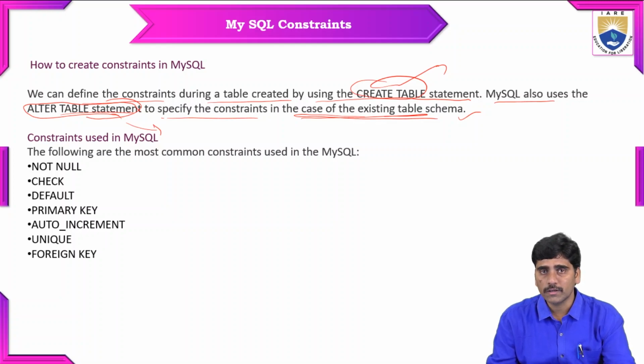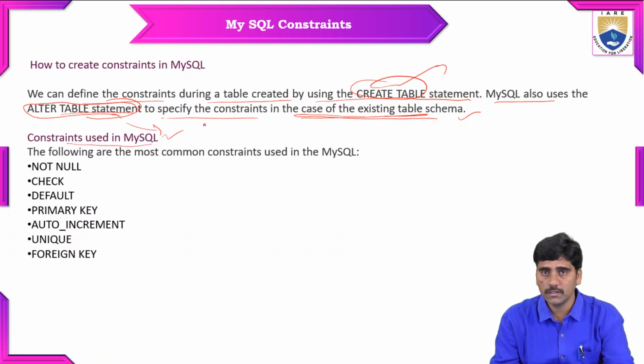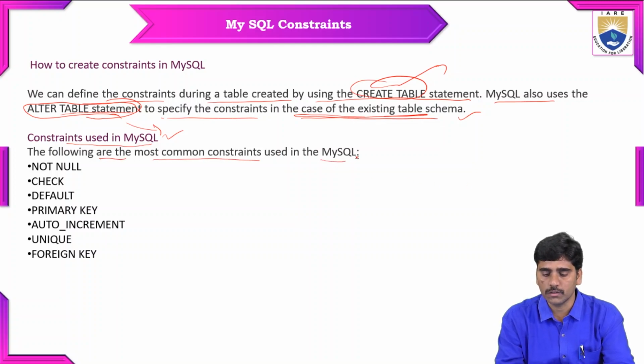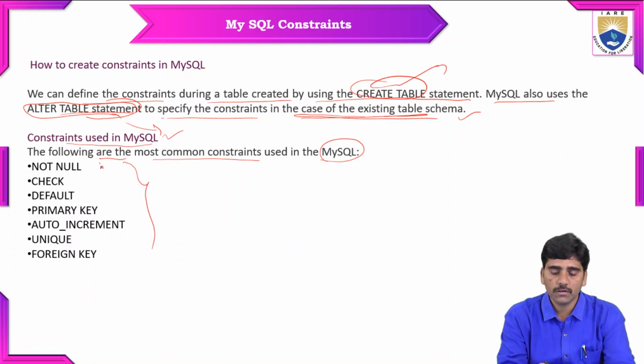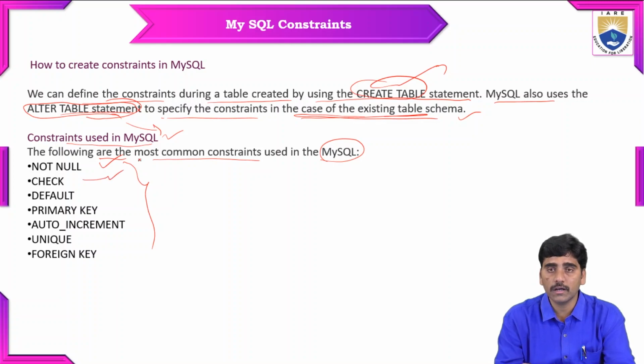So what type of constraints are you applying? Constraints used in MySQL: the following are the most common constraints used in MySQL. So these are the most commonly used constraints in MySQL. What are the types of constraints? The first one is not null constraints. The second one is check constraints.